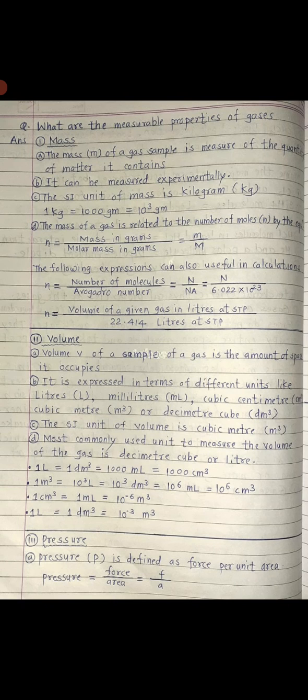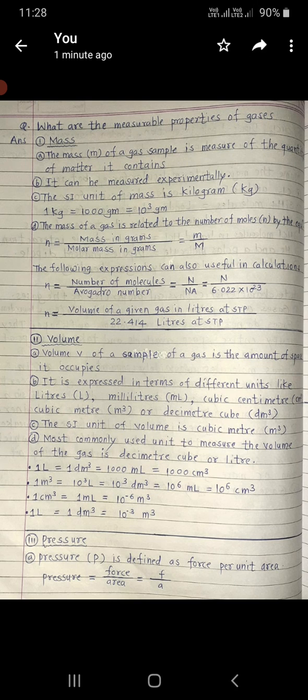The mass of gas is related to the number of moles, n, by the equation: n is equal to the mass of gas in gram divided by the molar mass of gas in gram. The mass of gas is indicated by small m, and the molar mass of gas is indicated by capital M. Therefore, n is equal to mass of gas divided by molar mass.